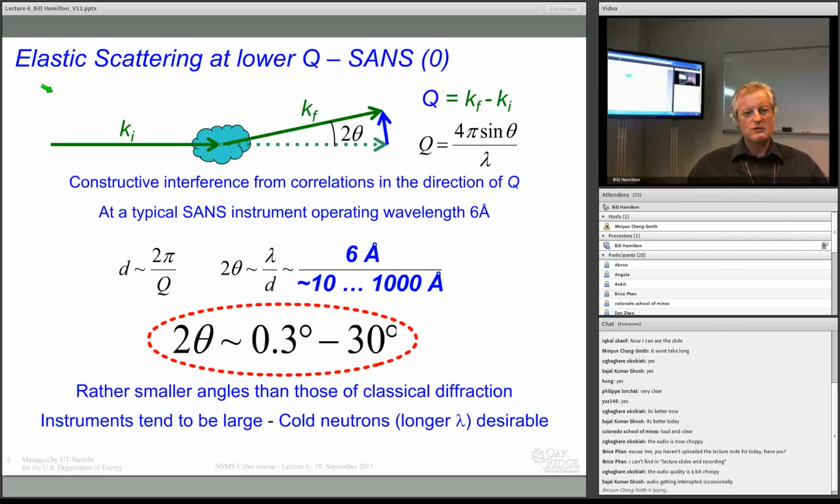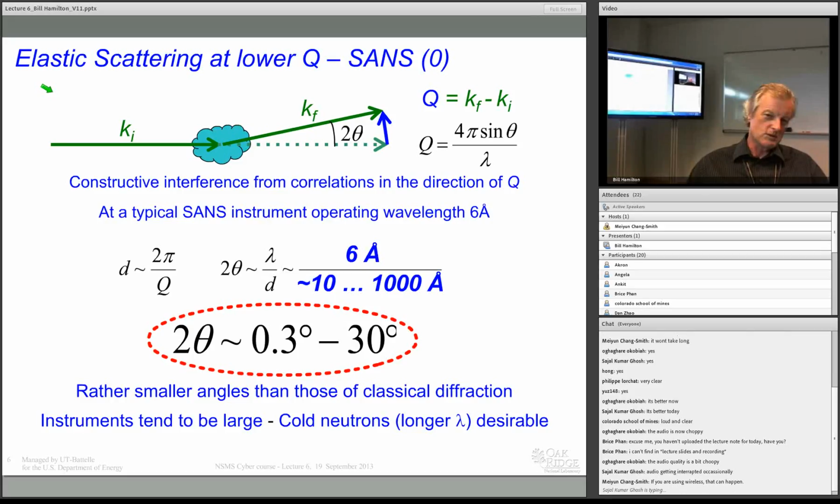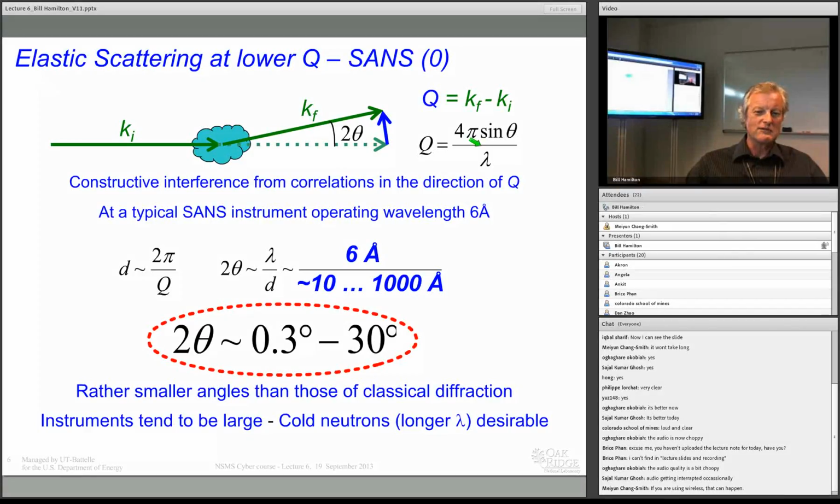So how does it work? Well, here's your standard scattering diagram. You have an incoming wave vector and an outgoing wave vector which has been deviated by 2 theta, which we'll call our scattering angle. Essentially, that 2 theta is proportional to the wavelength divided by the length that you're interested in, or proportional to this Q vector thing that we've defined already.